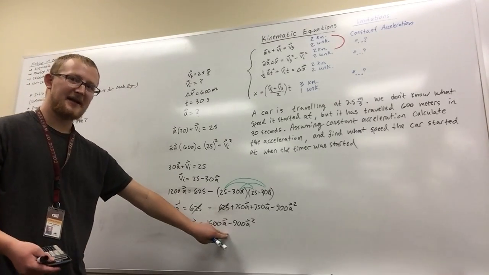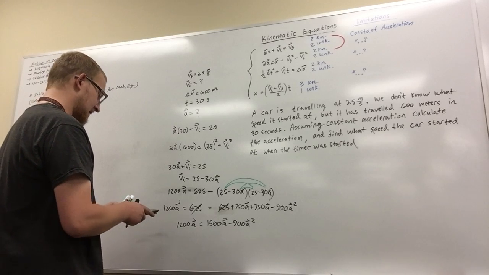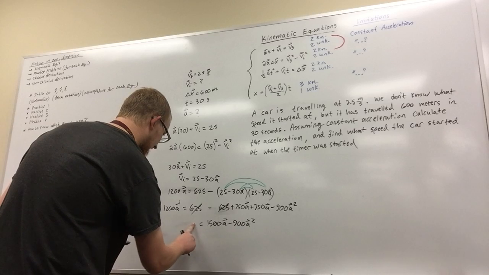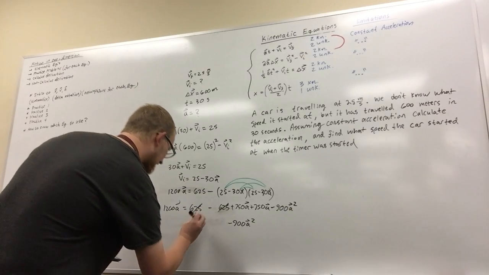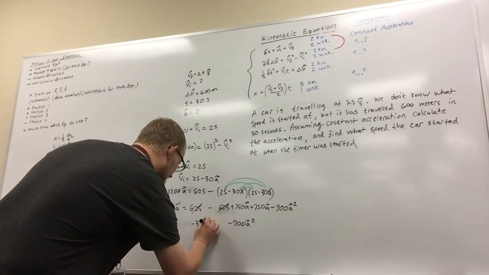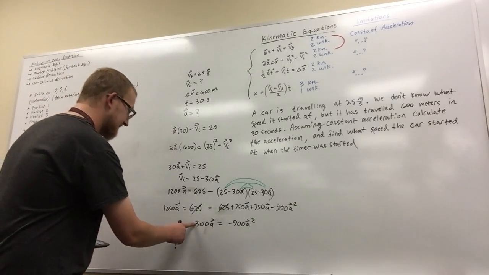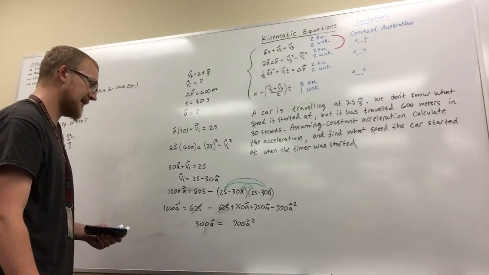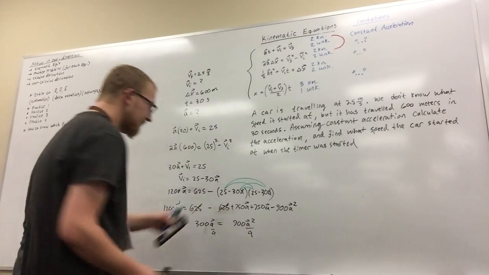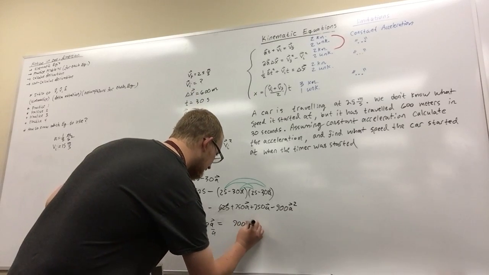Alright, so we can combine the like terms of a and a. So let's subtract 1500 from 1200. 1200a minus 1500a is negative 300a. So negative 300a equals negative 900a squared. Well, the minus signs cancel. We can divide by a minus 1 on both sides. We can divide both sides by a. a squared divided by a is just a. So we just have an a here.